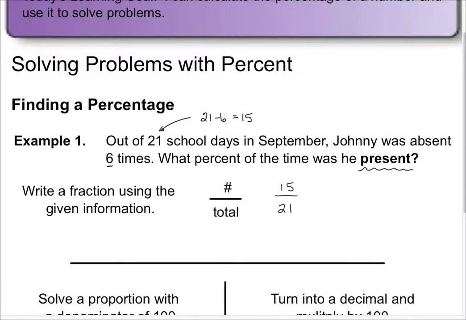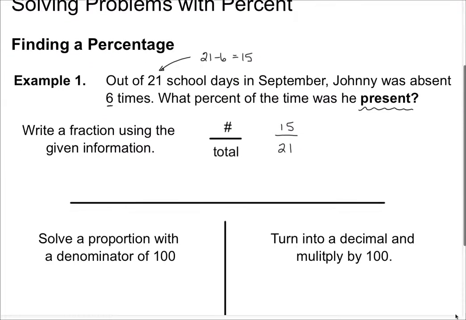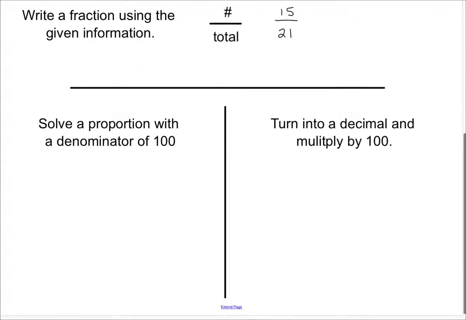Now we're going to turn this into a percent in 2 different ways. The first way, we're going to solve a proportion. We're going to take that 15 out of 21 and turn it into something over 100. So we've got to figure out what this something is. We're going to let x stick there. Well, this is just cross multiplication. You know this. We're going to times these two things and divide by this one.